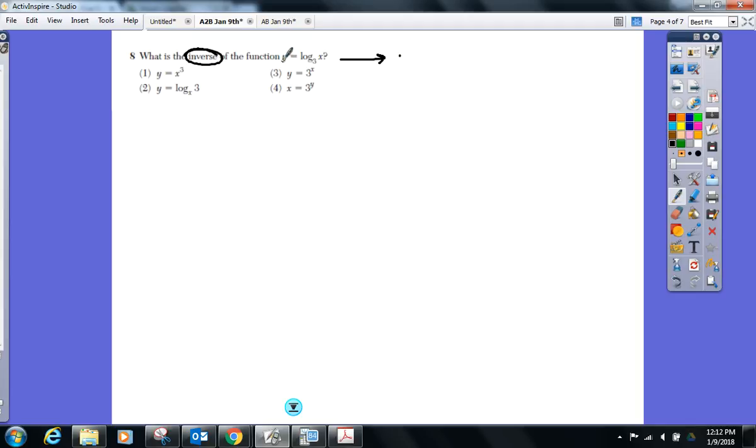Ready? Just don't touch anything else. Flip your X and Y only. So what's it not going to start out with? Y. It'll start out with X equals log 3 of. There you go. That's all I wanted. Switch your X and your Y.